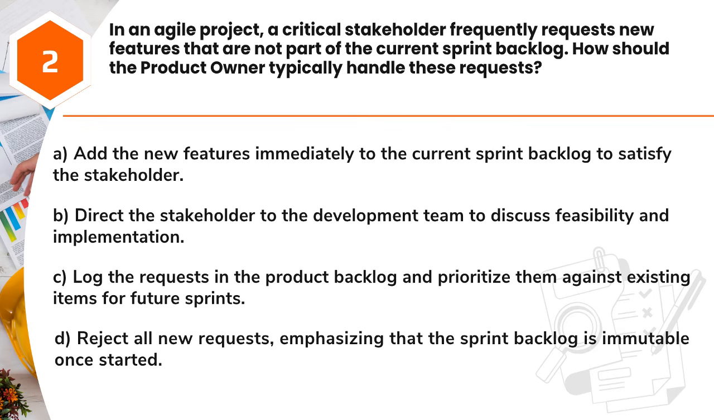Question 2. In an Agile project, a critical stakeholder frequently requests new features that are not part of the current sprint backlog. How should the product owner typically handle these requests?